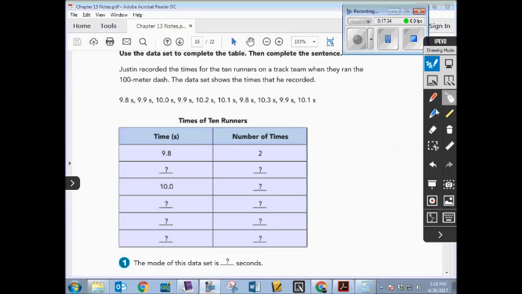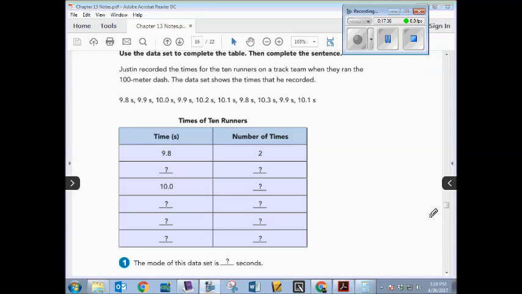Okay, so here's a little table going on here. Here's the times that Justin recorded for the track meet, for the 100-meter dash. You can see 9.8. It happened one time, and obviously somebody else finished at 9.8. So those 2 are gone because they already put that in there for you. Okay. Now for 10 seconds, we'll go through here. 10 seconds would be it happened. I see 1. I only see 1 there. So we'll eliminate that. We'll put 1 right there.